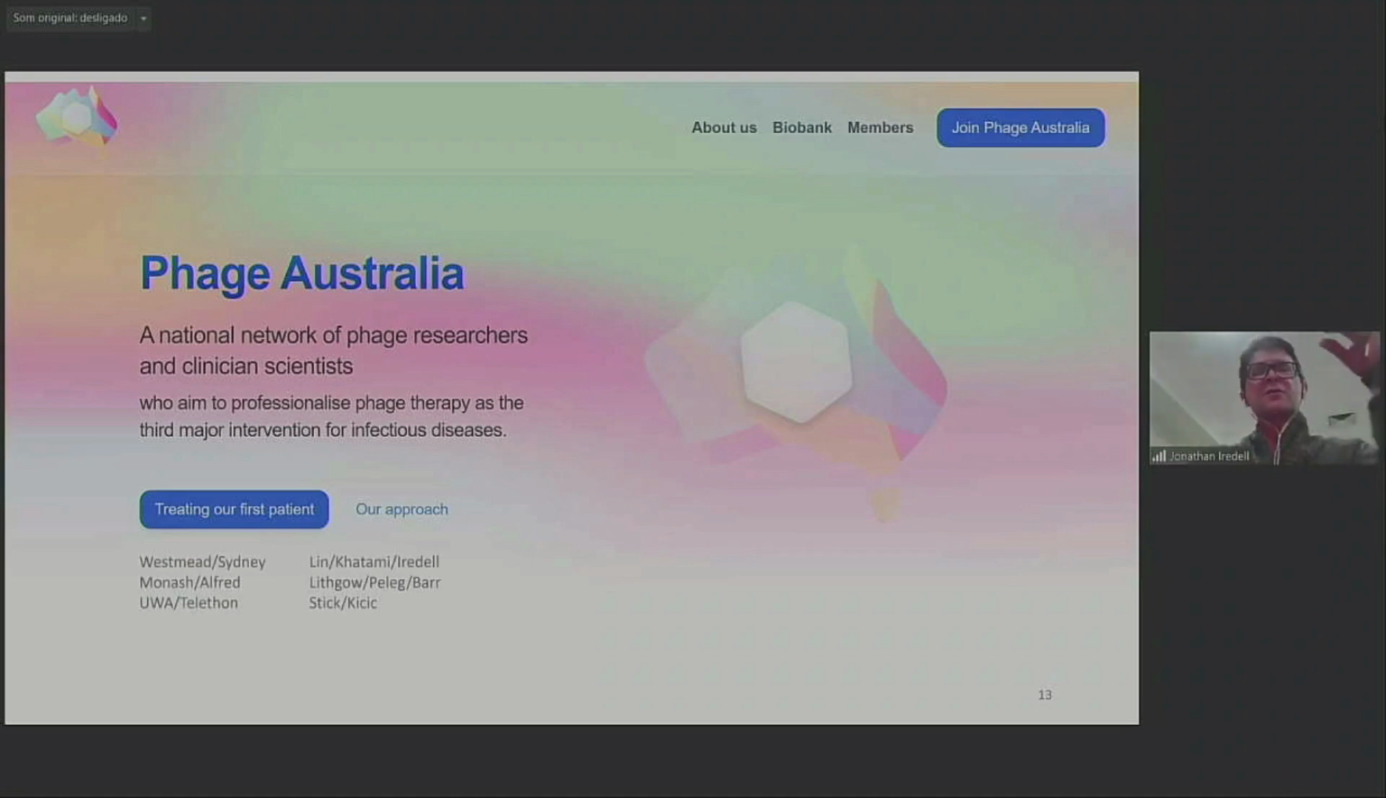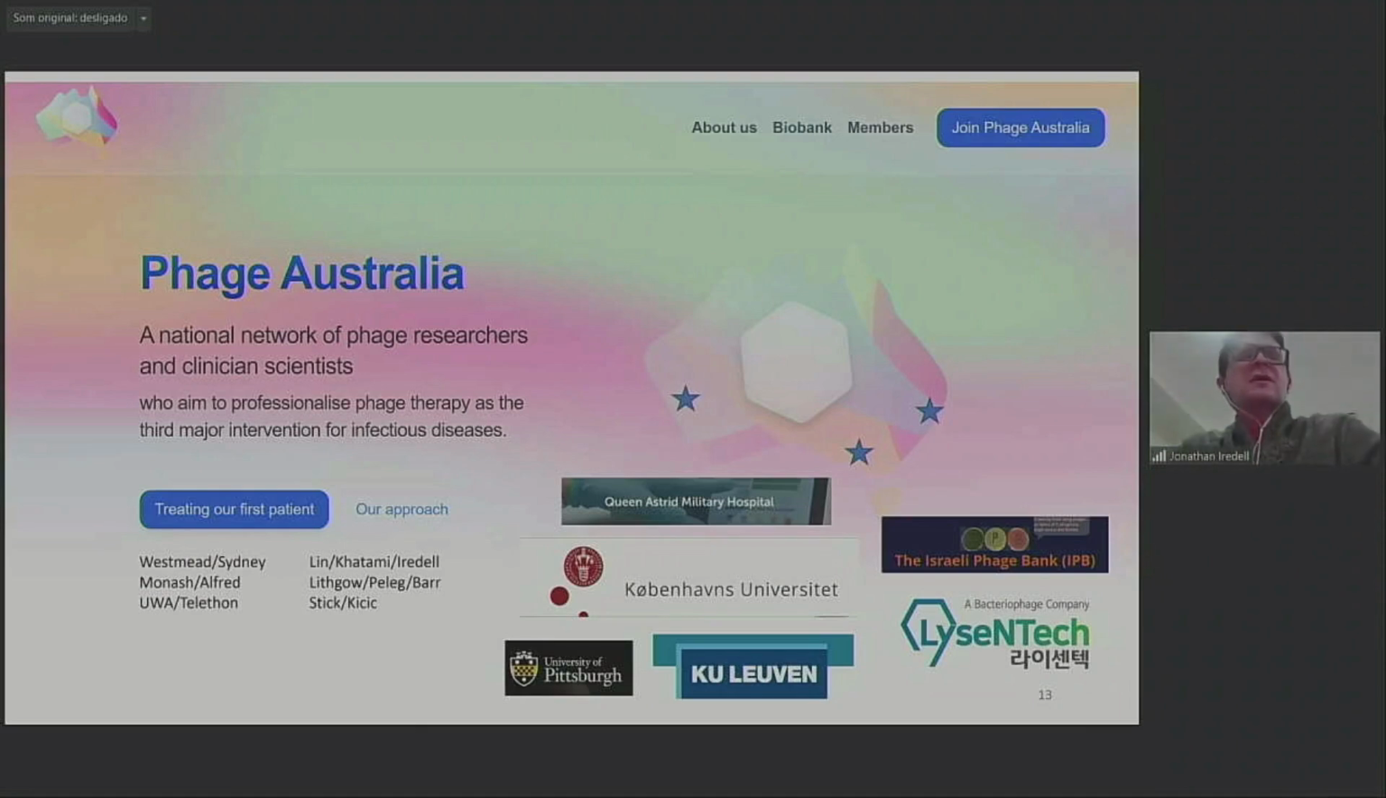And to do that, we originally started with a group of us who were already working with phages, mostly on a research basis, but starting to treat humans. And we reached out to colleagues around the world who were doing the same sort of thing to try and make sure that everybody was, I guess, thinking the same way and developing the same approach to this, because one of our great concerns is not to repeat the mistakes of the past with antibiotics by having unregulated and uncontrolled prescribing.